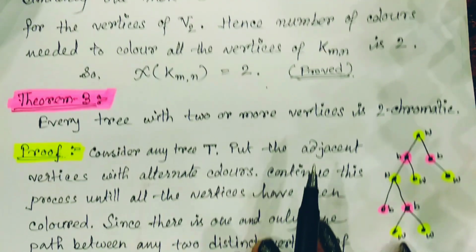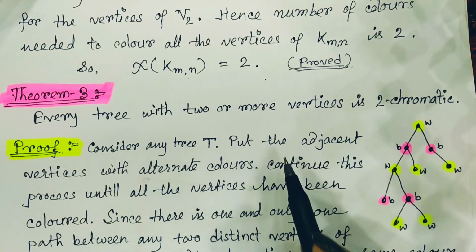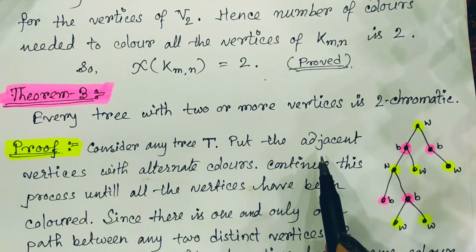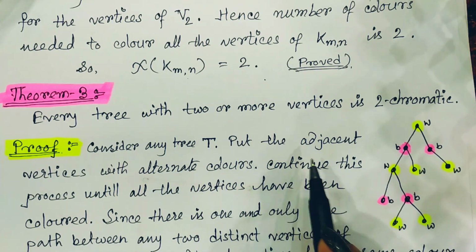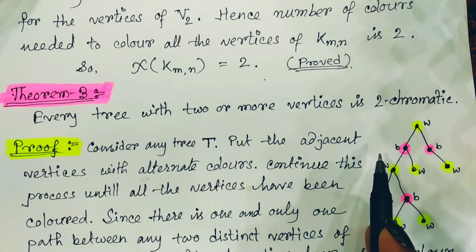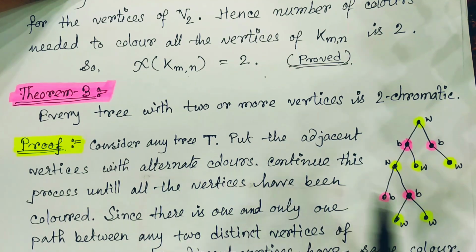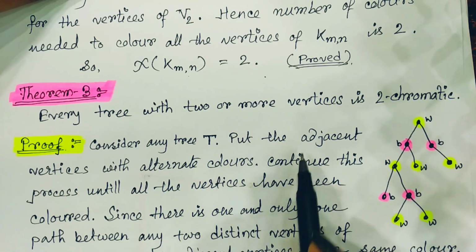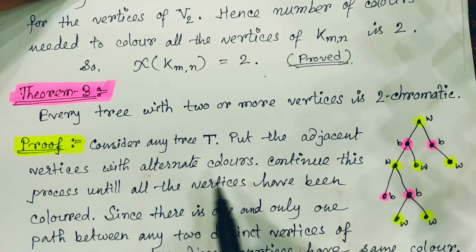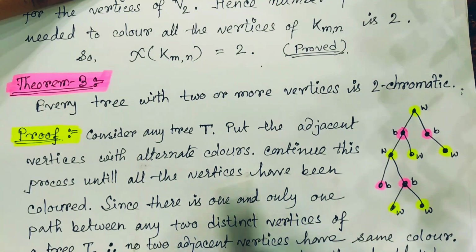The next theorem is: every tree with 2 or more vertices is 2-chromatic. For the proof, consider any tree T. Let this one be the tree. Put the adjacent vertices with alternate colors. Continue the process until all the vertices have been colored.